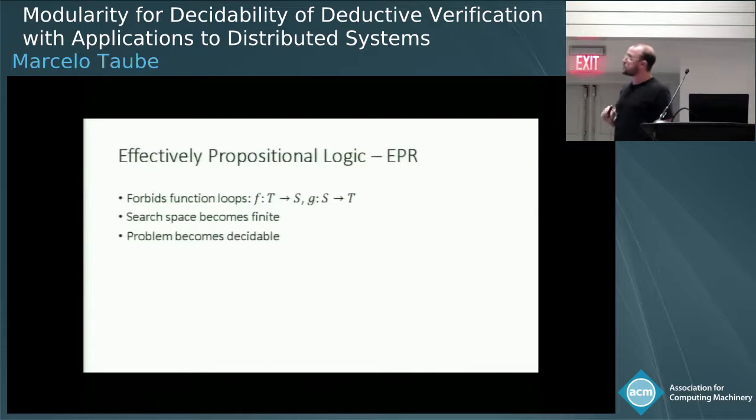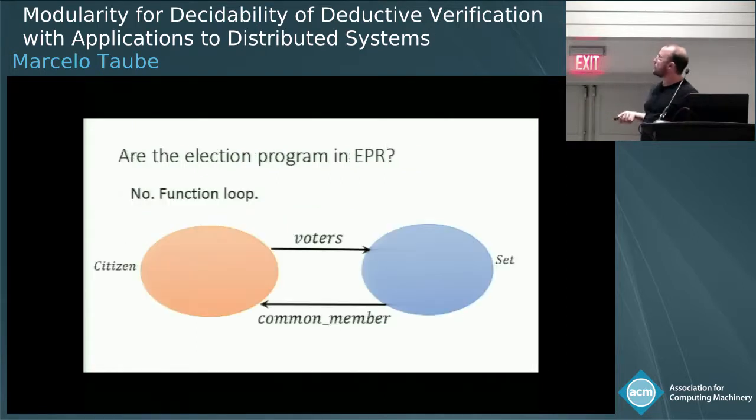This decidable fragment is called effectively propositional logic, EPR. It's a subfragment of first-order logic. It doesn't allow us to have function loops like I showed. And if we are in this fragment, the problem becomes decidable, of course. Now, we want to look at our relation program and ask ourselves, is our program EPR? No, not initially at least.